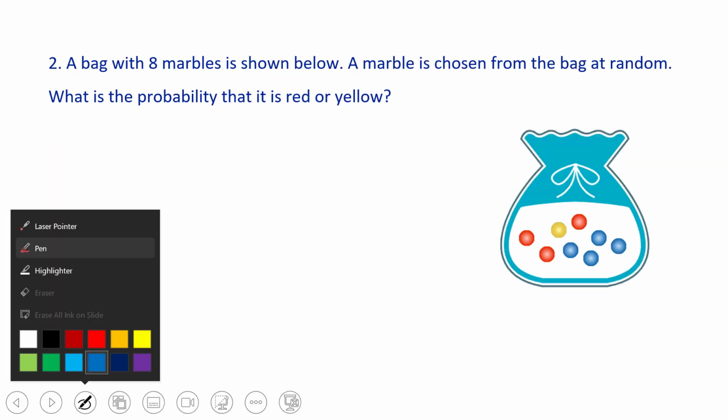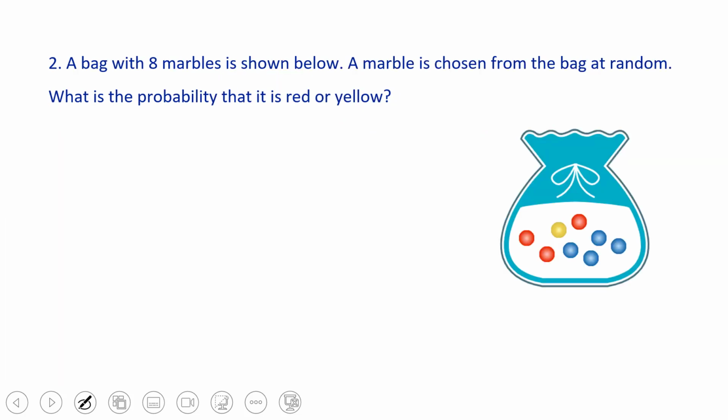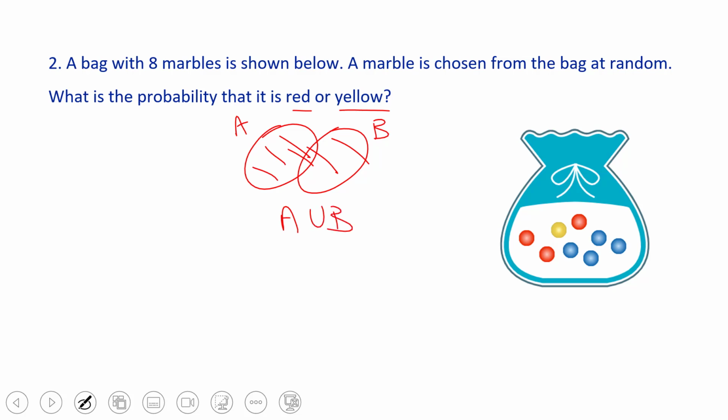Now, for this one, okay, what is the probability that it is red or yellow? You know, when you have two sets, A or B, you can write it like this, A or B. So all that you have in A and B, right? So how many red? You have 3. How many yellow? You have 1. So you have to add them together. So you have 4 out of what? Out of 8, which is half, is 0.5. Okay.